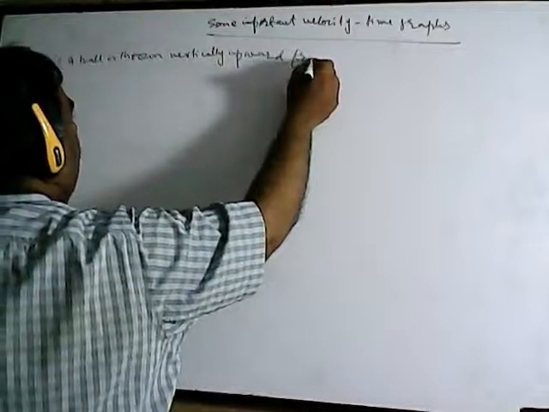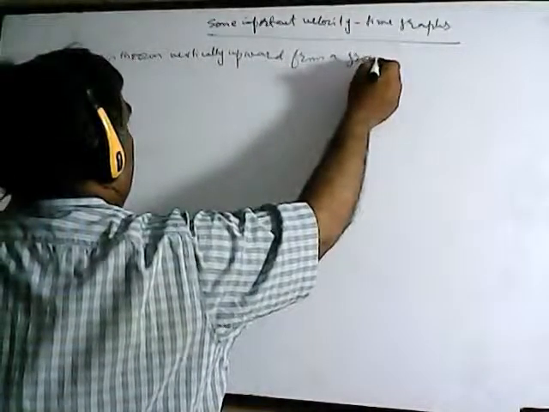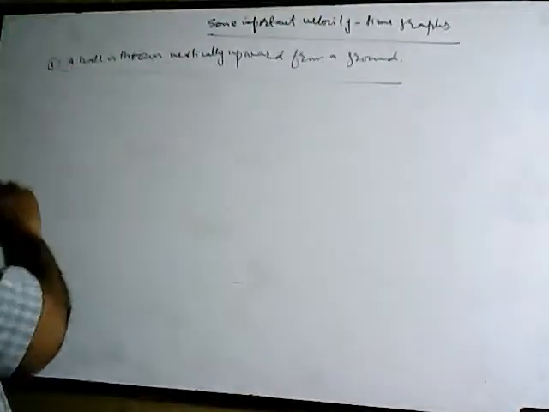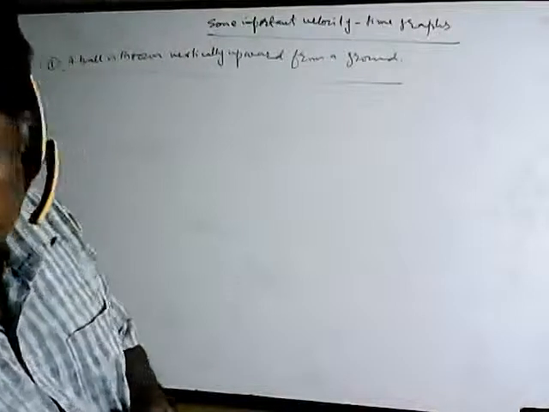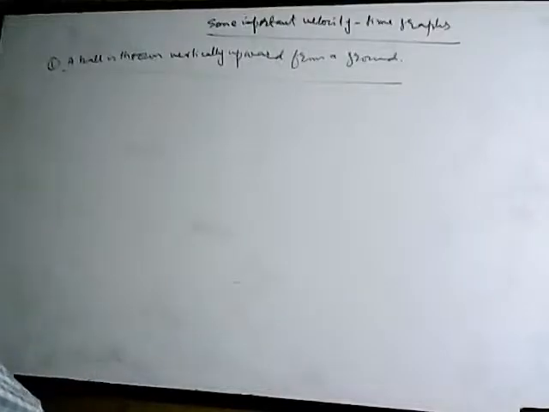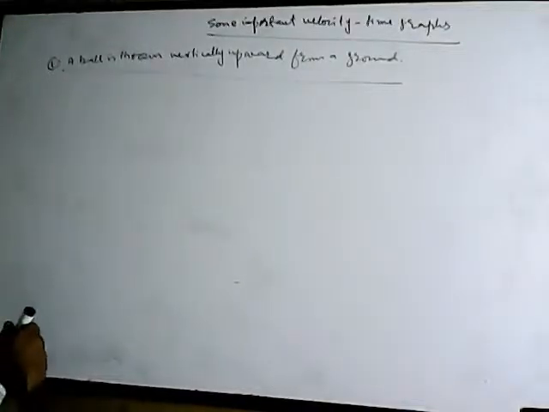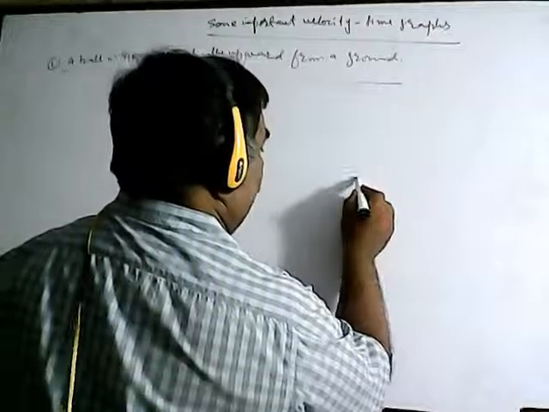A ball is thrown vertically upward from a ground. Now, if the ball is thrown vertically upward from a ground, how can I say what the graph will look like? Let us see how the graph will look like if the ball is thrown vertically upward. Let us see the first actual situation.